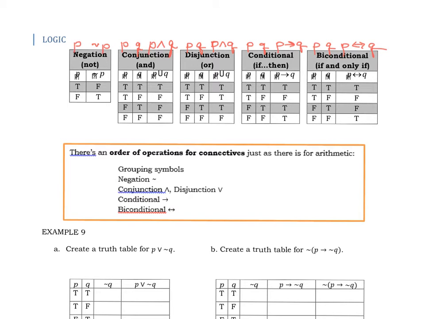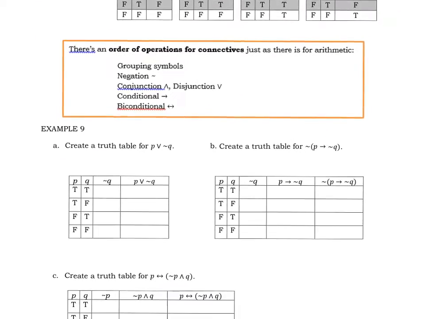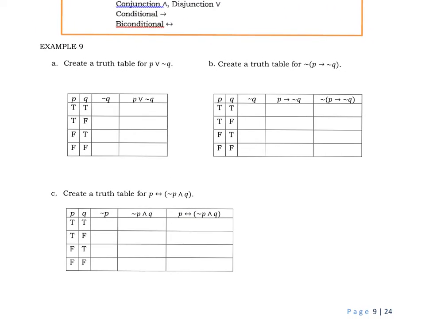All right, so we're going to create a truth table for these compound statements, okay? So when we have the P or not Q, we need to figure out what the not Q is first. Now that'll be pretty simple. It's going to be the opposite of the truth values of Q. So if Q is true, not Q is false. If Q is false, not Q is true. You get the idea.